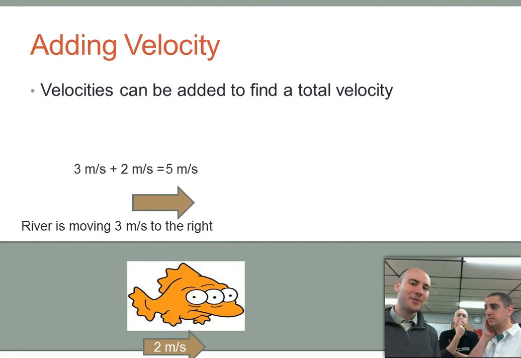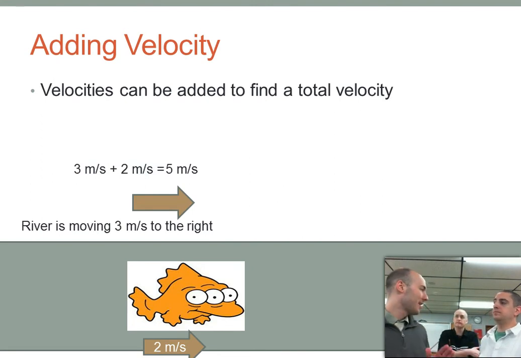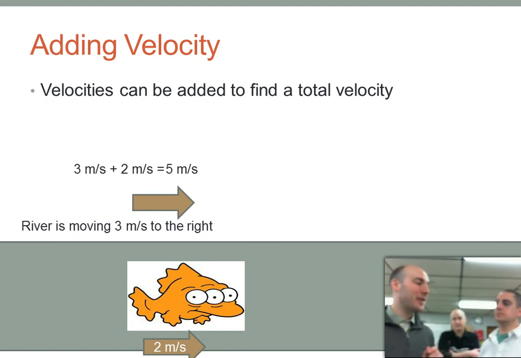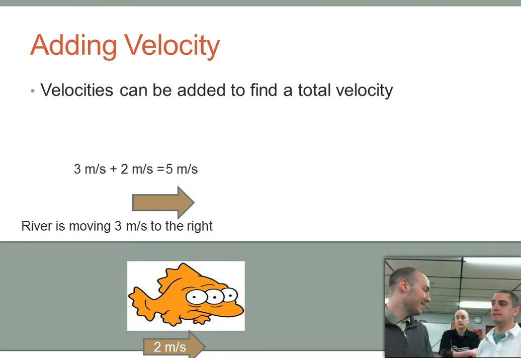Like kind of a real life application of this that I recently experienced. I was on a plane and we were flying with the tailwind. The pilot even said the plane is going like 600 miles per hour, but the tailwind is going 60 miles per hour. And by the way, he did say east because we were going east. So he's doing good velocity.